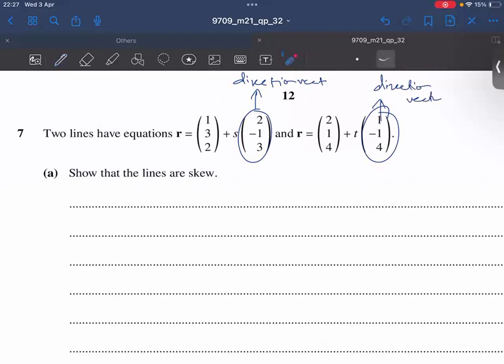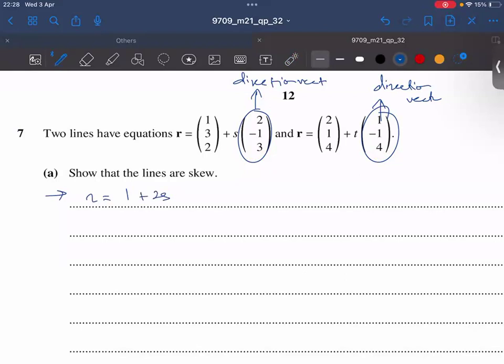Now, if you look at these two direction vectors of both of these lines, you can conclude that these two lines are not parallel. That's for sure, because the direction vectors of these two lines are entirely different. They're not multiples of each other. So the lines are not parallel. Now let us show if they are skewed. So I'm going to write down the equation of each of these lines.